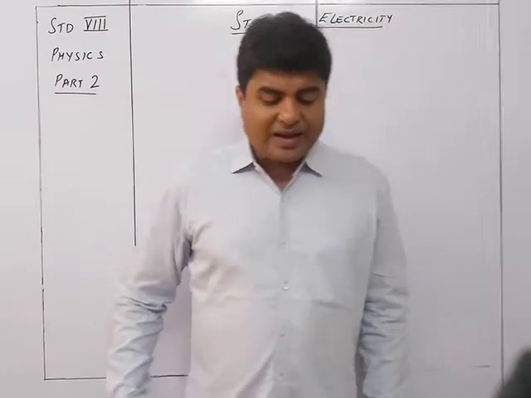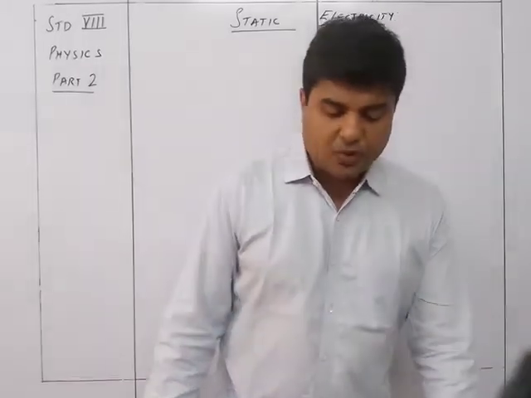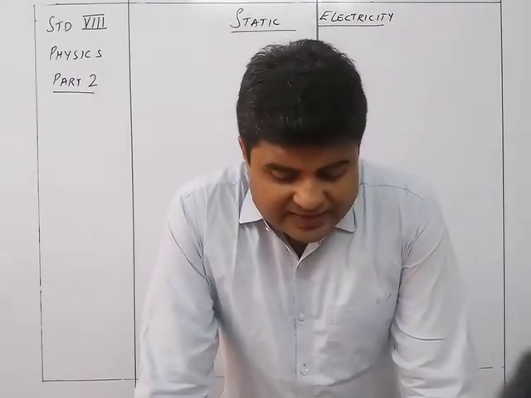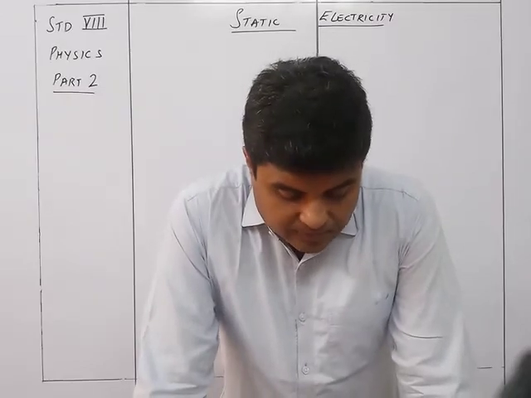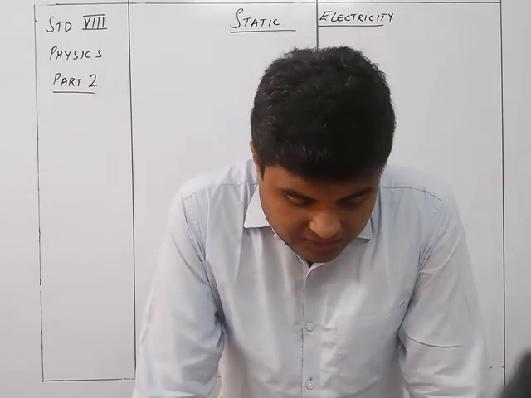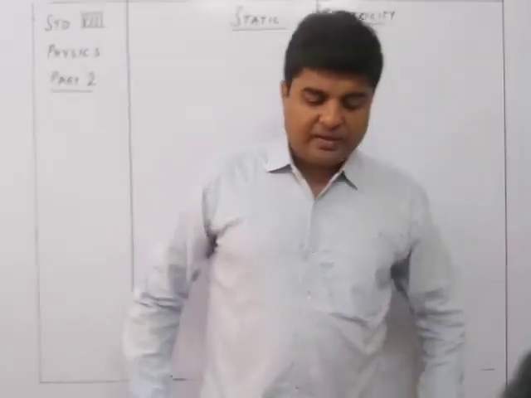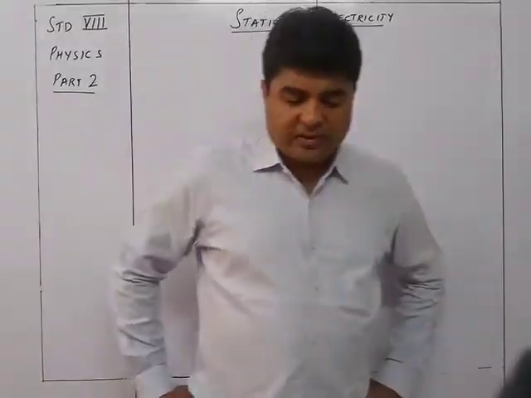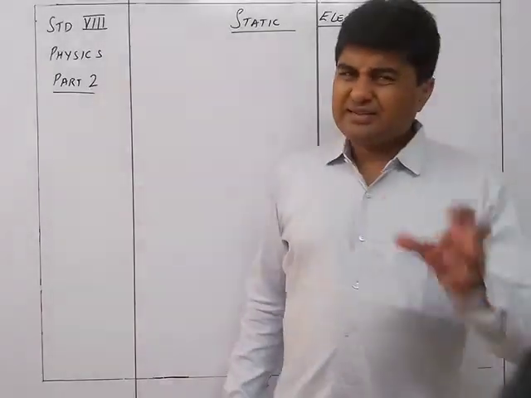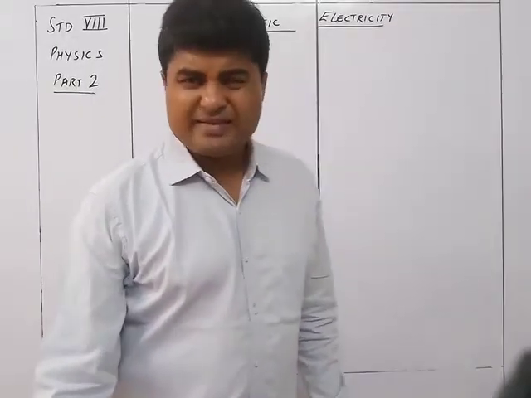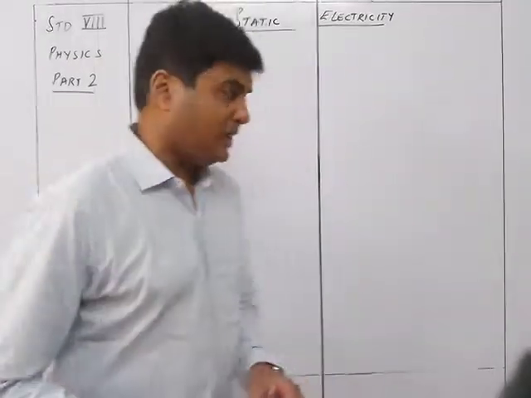For example, when a glass rod is rubbed with silk, the glass rod is charged positively and the silk is charged negatively by the same amount. Similarly, when an ebonite rod is rubbed with fur, the ebonite rod is charged negatively and the fur is charged positively by the same amount. Let's take a small example so that we can understand it more clearly.